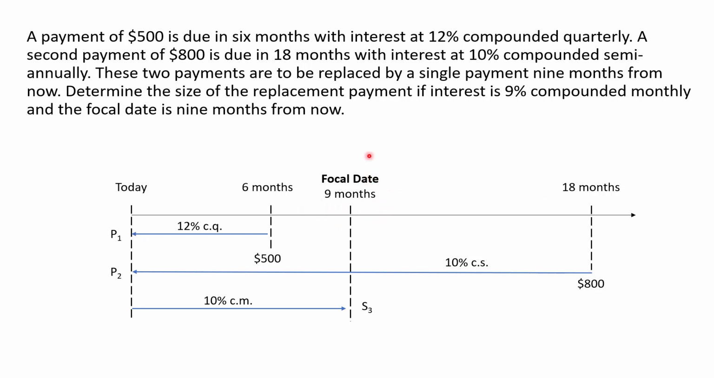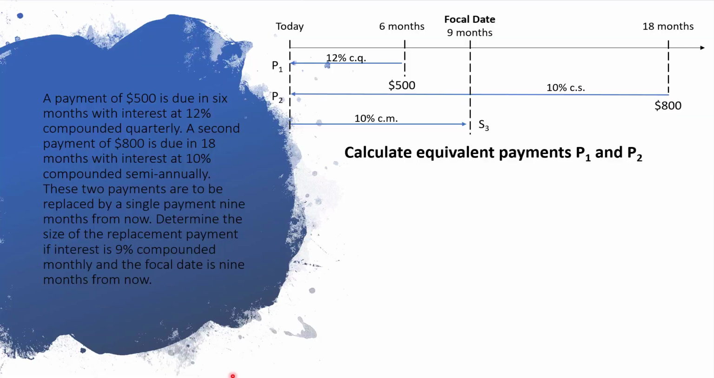The first thing I need to do is find the value today of $500. I label that P1. I also need to find P2, which is the value today of $800. I just want to see what the value today of the original payment scheme was going to be. After that, we're going to move that forward to the focal date. So let's calculate P1 and P2 first.